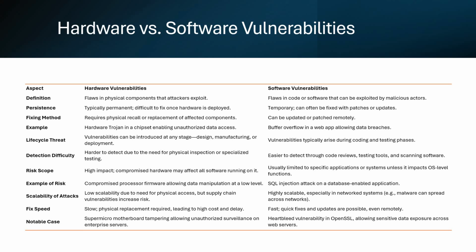Some notable cases are already in history which can be referred to here. The Supermicro motherboard tampering case is a very famous case study. I'm going to talk about it at the end with respect to the hardware vulnerabilities. The Heartbleed vulnerability in OpenSSL, which allowed sensitive data exposure across web servers, is another very important software vulnerability which can be referred to as a case study. So we understood the differences between hardware and software vulnerabilities very clearly in this section.